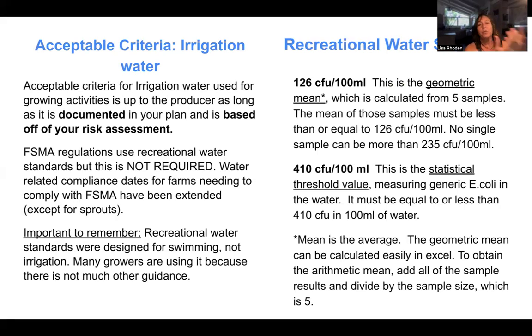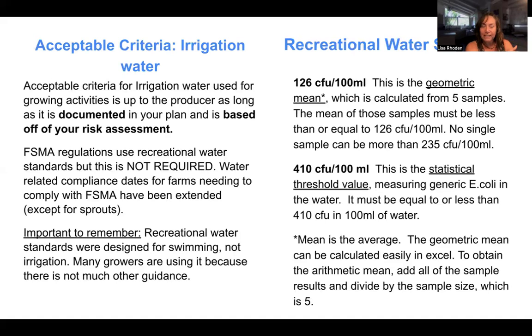So then when we talk about water testing, we start to think about, well, if we test it, what do we need to know then? What's the criteria that's acceptable? So we're going to break this down into acceptable criteria for irrigation water, or what we're calling ag water. And then we're going to talk about acceptable criteria for post-harvest water.